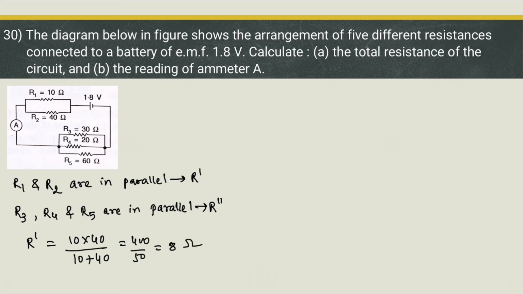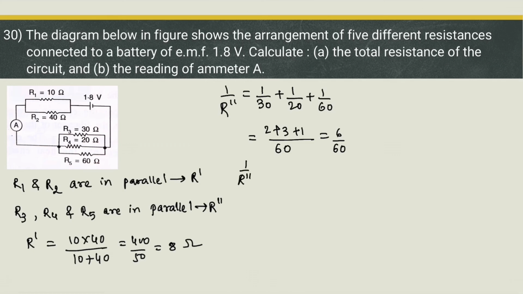And to find out R double dash, we'll have to use this formula. 1 upon R double dash is equal to 1 upon 30 plus 1 upon 20 plus 1 upon 60. LCM, 2 plus 3 plus 1, which is 6 upon 60. So 1 upon R double dash is 1 upon 10, and hence we can say R double dash is equal to 10 ohm. So now this R dash and R double dash are in series.